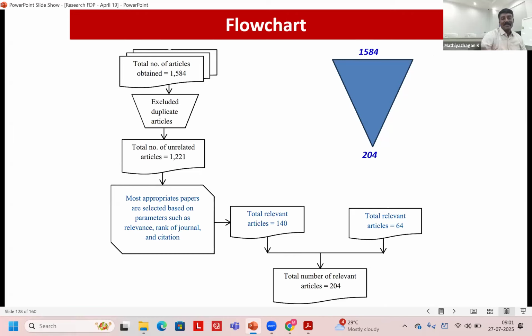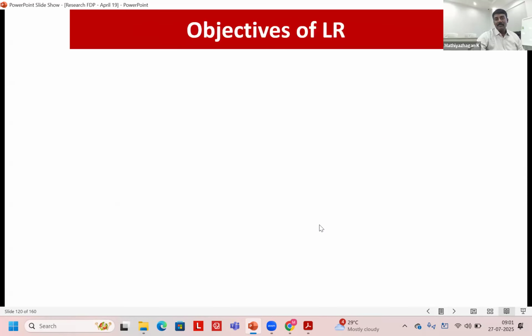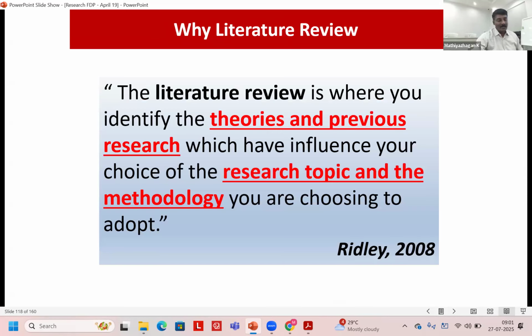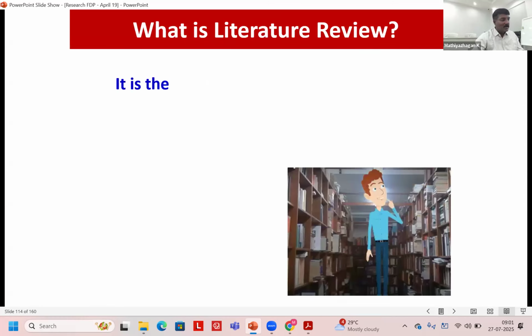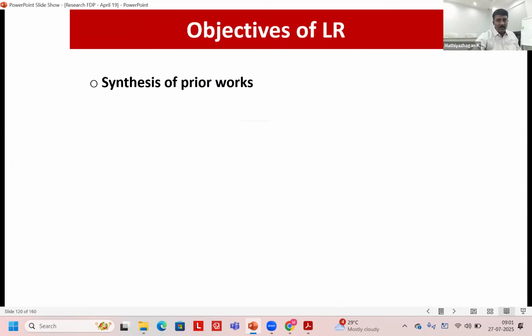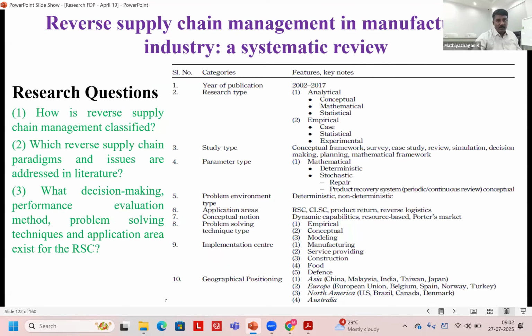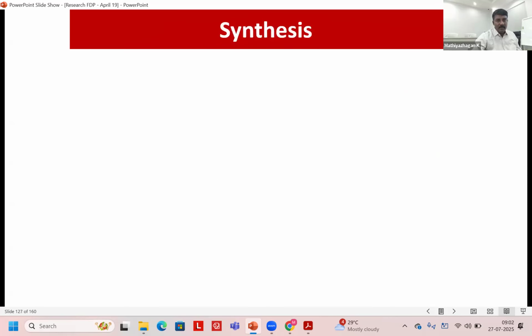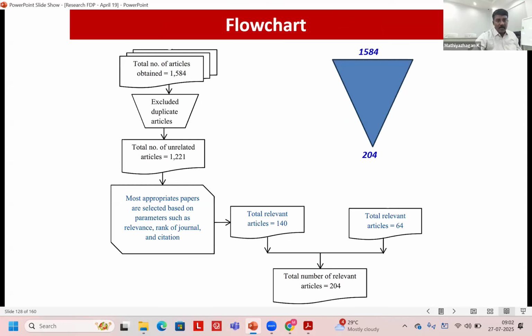Is it clear? Yeah. Now, I have a question. Yes, please. In your flow chart, I see that you have two groups of relevant papers, and I want to know where the second one, the 64 relevant papers, comes from. Back to this flow? Yes, this one. The second group, the total relevant articles is 64, and where does it come from?